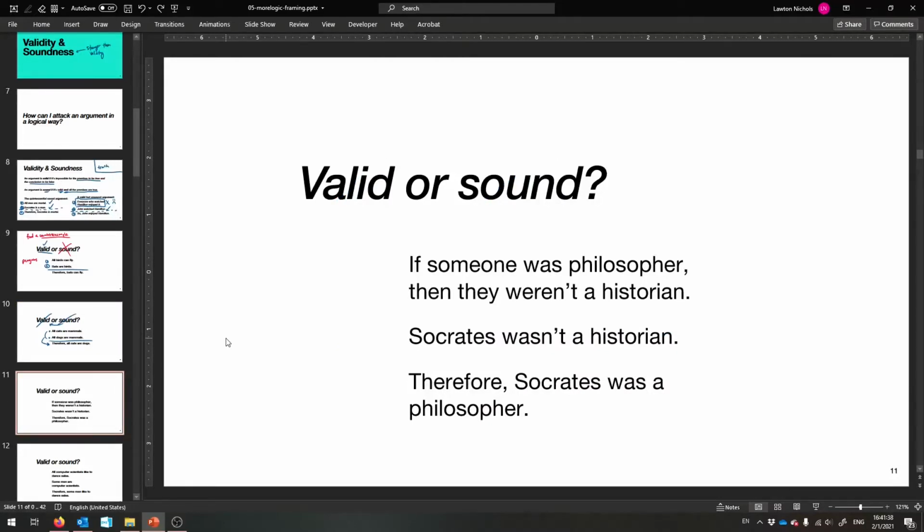Okay, try this one. Valid or sound? If someone was a philosopher, then they weren't a historian. Well, Socrates wasn't a historian, so therefore Socrates was a philosopher. Is that a valid argument? Is that a sound argument? Okay.